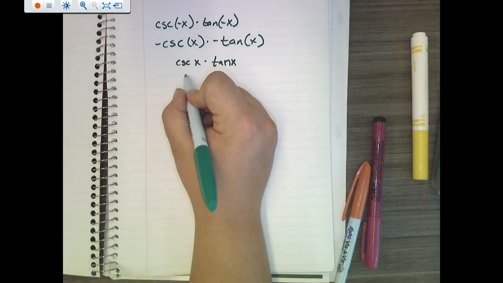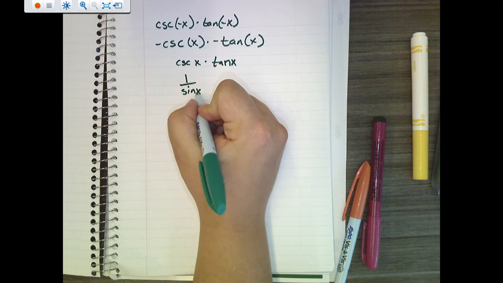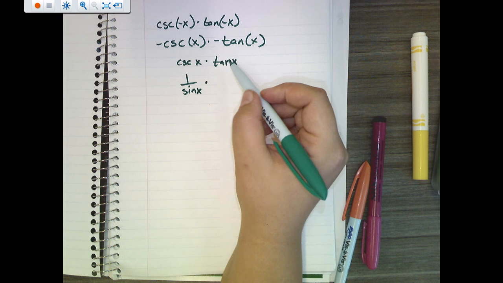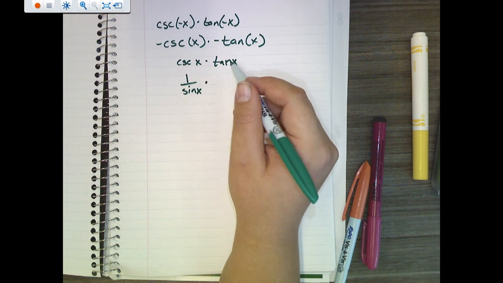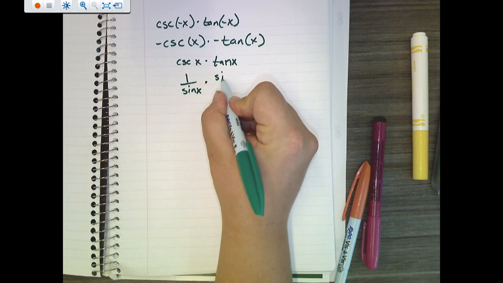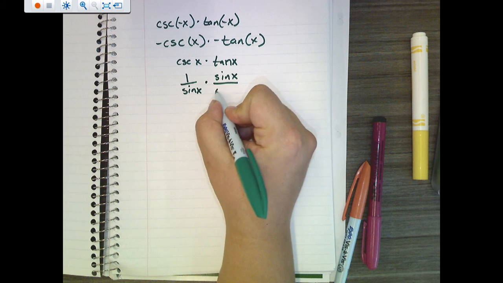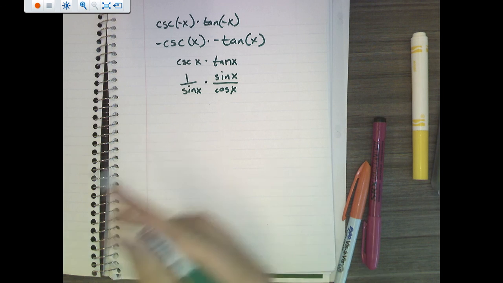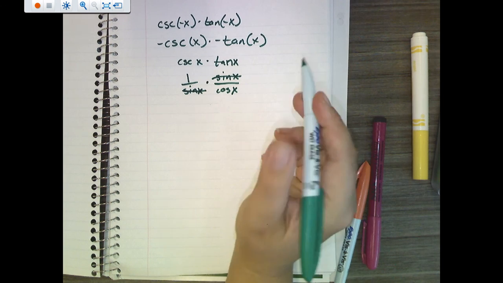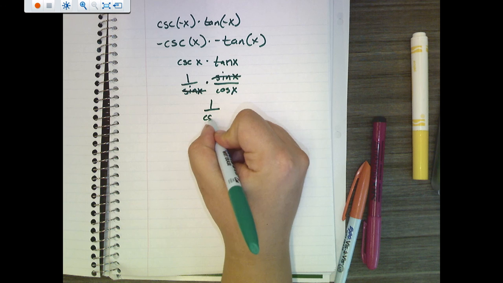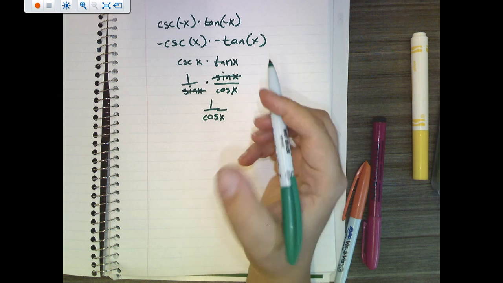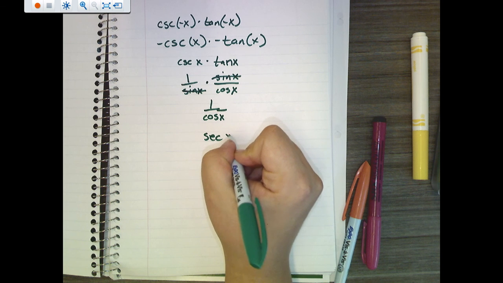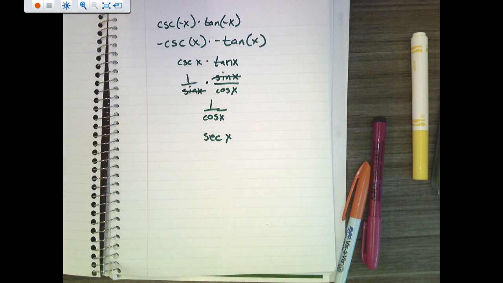Okay, so then I just have regular cosecant x times tangent x. Cosecant is 1 over sine. Tangent is sine over cosine. Sines cross off. 1 over cosine of x can be written as secant. So secant x would be what your answer would look like.